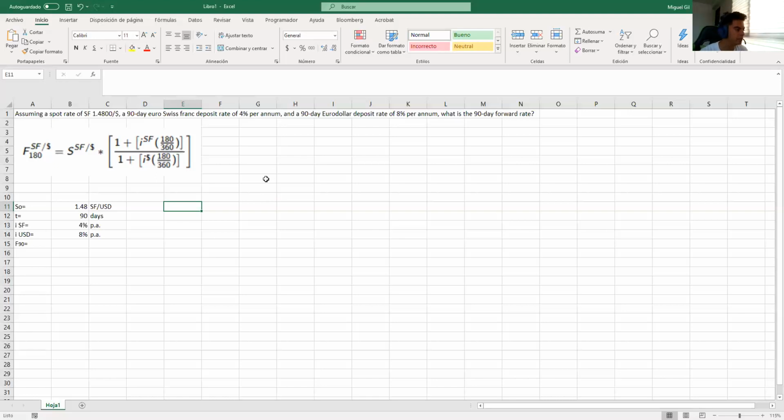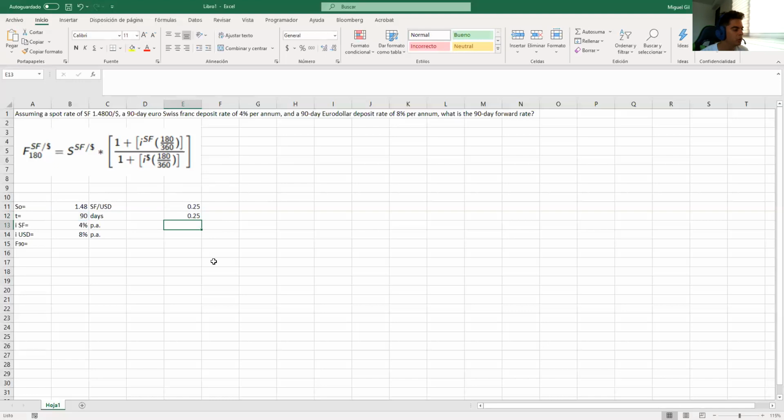So the first step is to do this division, time over 360. So what's time in this problem? 90, and it will be divided over 360. By doing this, I am solving this part, right? And I will do the same, solving the part at the bottom, 90 over 360.